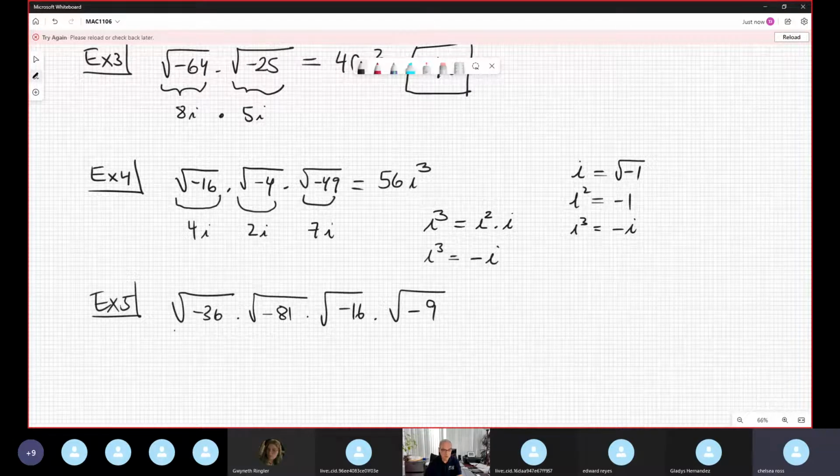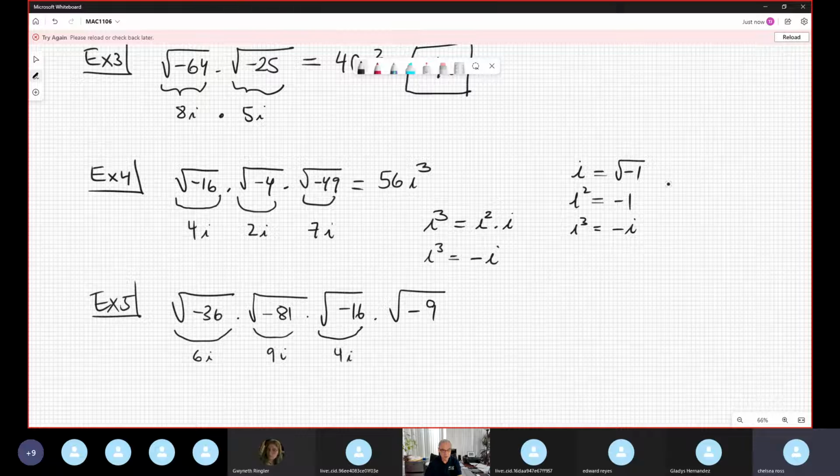Okay, we compute it one by one separately: 6i, 9i, 4i, and 3i. And your multiplication, 6 times 9 times 4 times 3, I did in my calculator, of course, is 648, i to the 4 power. Because we have 1, 2, 3, and 4 i's.